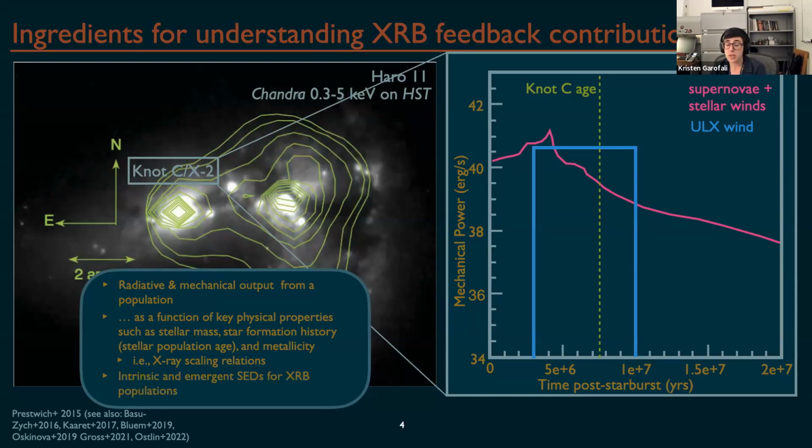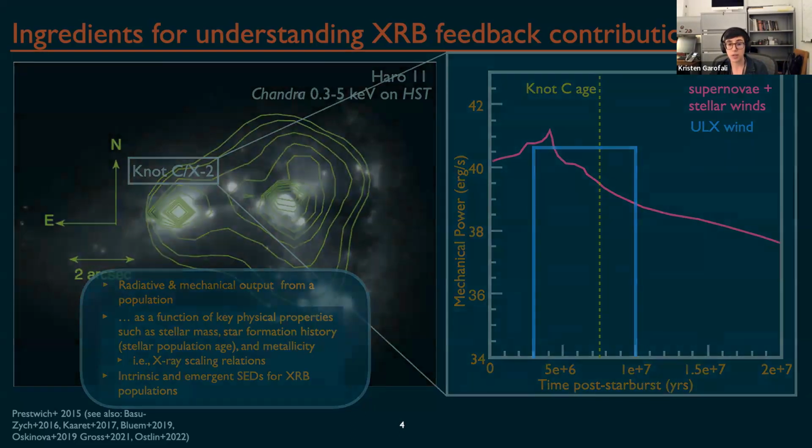And we also need to know something about the intrinsic and the emergent SEDs for our X-ray binaries, whether that be ULXs, high or low mass X-ray binaries. So these are kind of the key ingredients to keep in mind, some of which I'll be touching on in this talk for understanding. So when we say X-ray feedback, we want to think about some of these key properties.